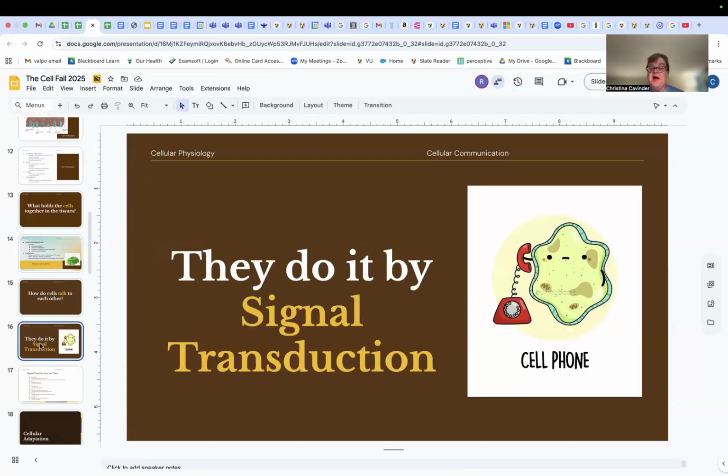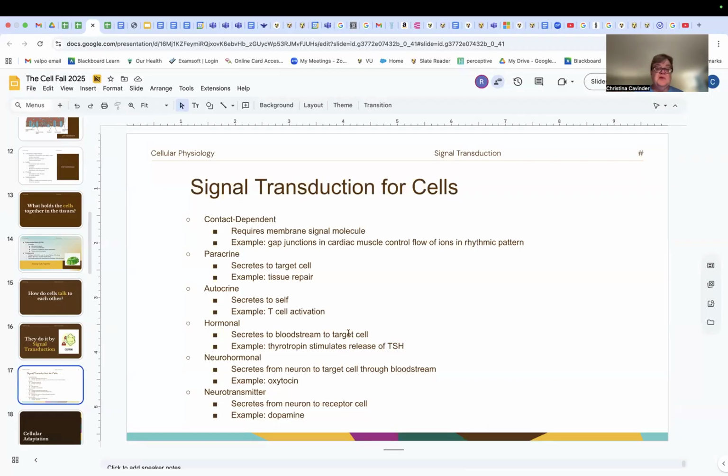They do this by signal transduction, not a cell phone, but signal transduction. So there's 6 different ways of signal transduction for cells. They can be contact dependent. So this requires their membrane to have a signal molecule. And if something attaches to that signal molecule, it sets off a flow of ions.